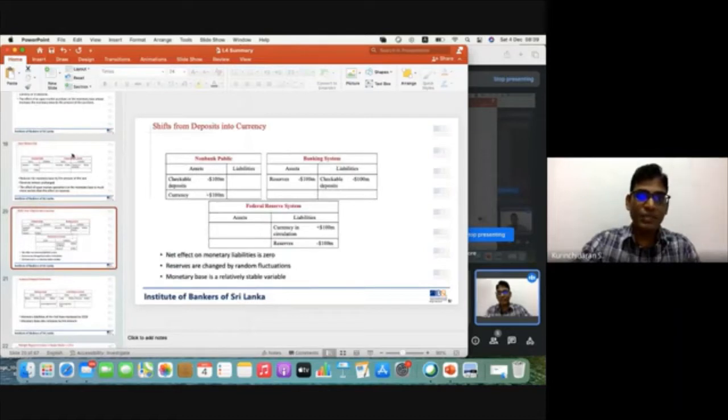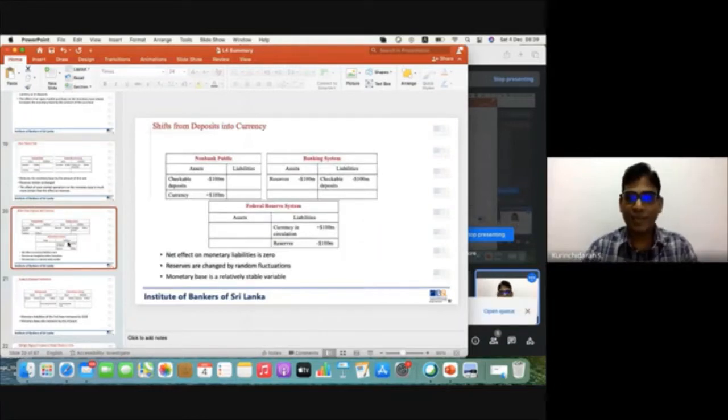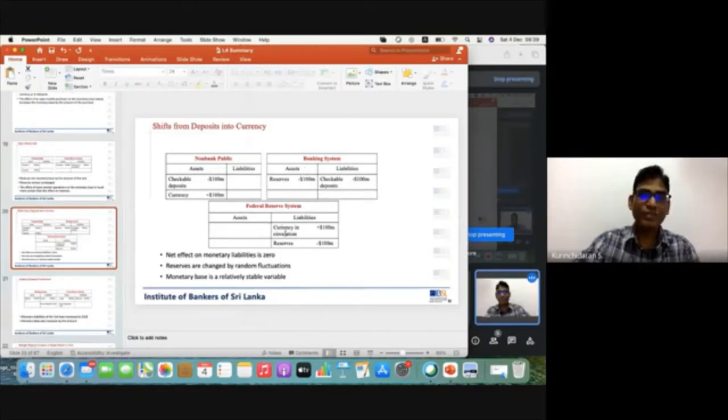Now earlier I saw only the non-bank public. Now if you take the banking system also, you can see now the general public and the banking system and then the Federal Reserve System.